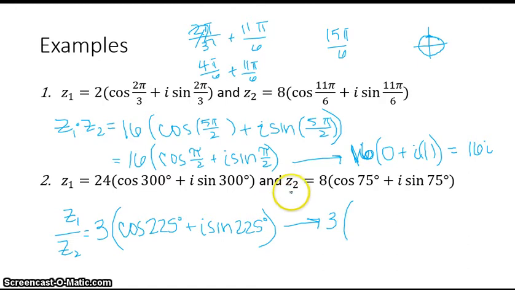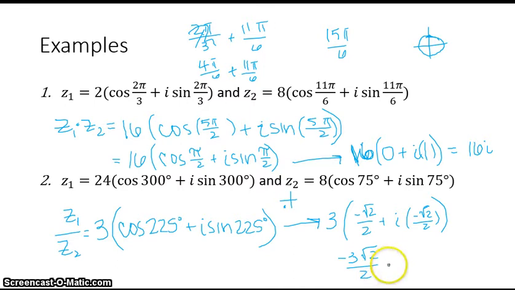cosine of 225, so if you're thinking about your unit circle, 225 would be over here. So my cosine is negative radical 2 over 2. My sine is also negative radical 2 over 2. So when I do 3 times those, I get negative 3 radical 2 over 2 minus 3 radical 2 over 2i. So that would be my answer in standard form. Just depending on what I ask for is where you would leave it.